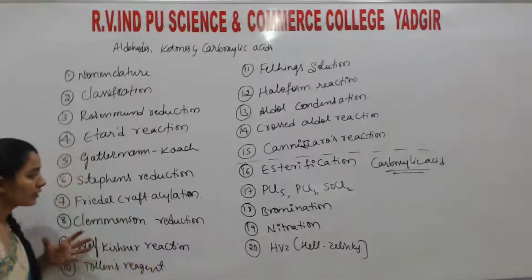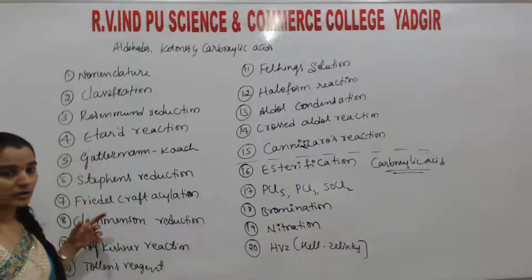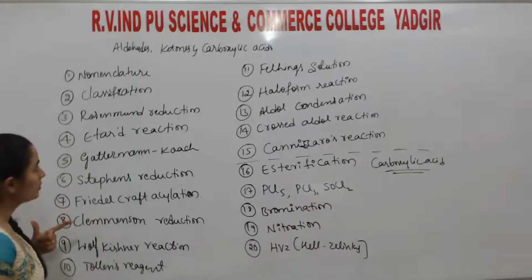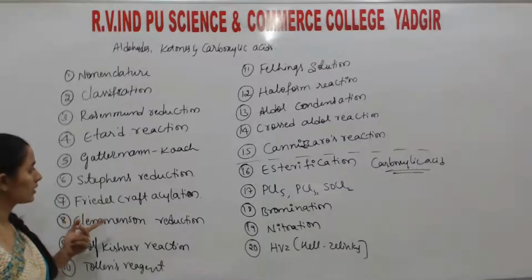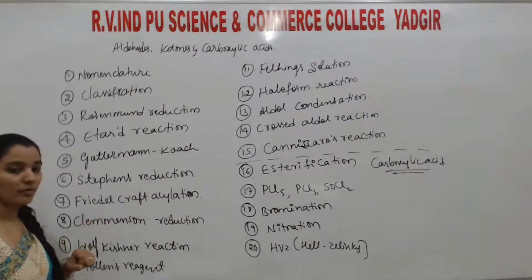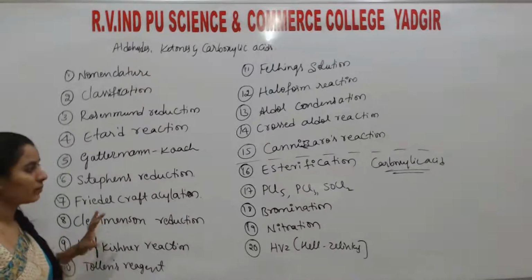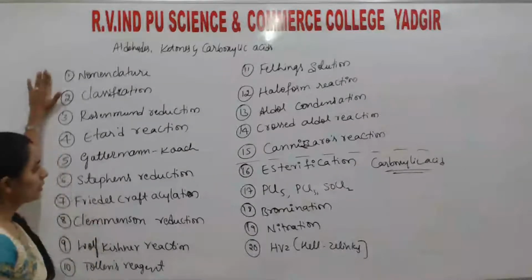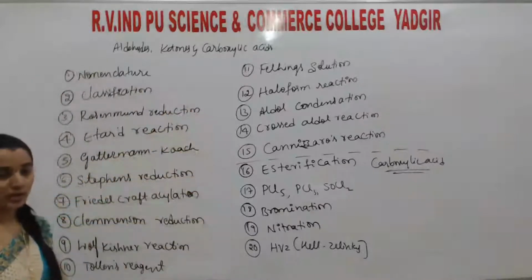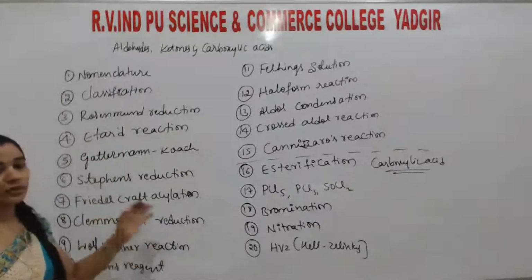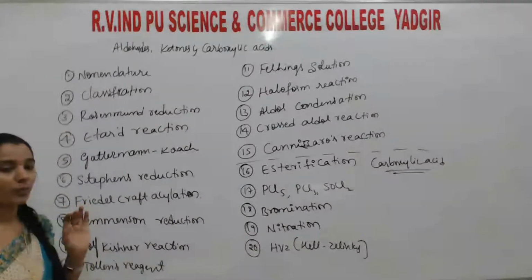And remember, this chapter carries 10 marks. 1 mark 2, 5 marks 2. I can say, there is 1 mark 2, 2 marks 1, 5 marks 2. The 5 marks question is compulsory. So remember, in this chapter, so many named reactions are there. So all the named reactions are very important.